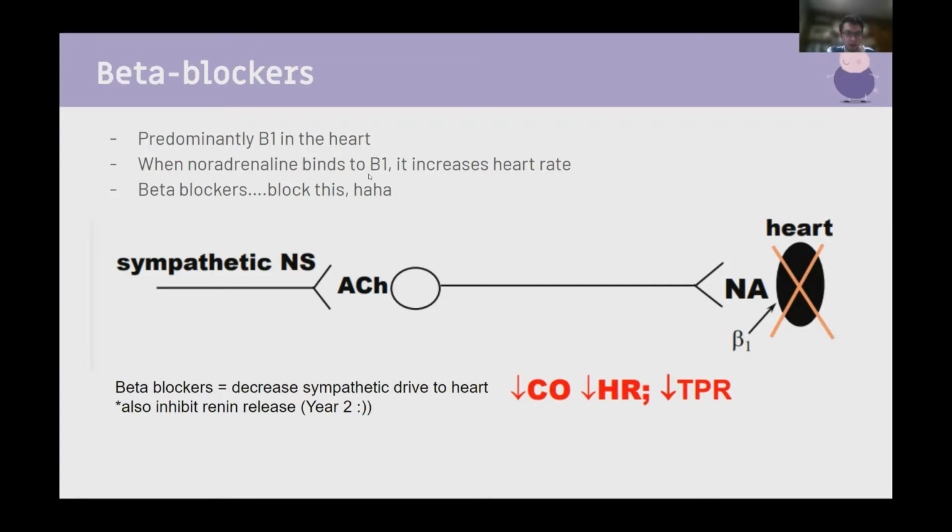When noradrenaline binds to beta 1 receptors, it increases the heart rate, primarily due to that relationship to the L-type calcium channel. Beta blockers block this. So you have your sympathetics, your presynaptic ganglion, postsynaptic. That's not too important. All you need to know is beta blockers block adrenaline acting on the heart and that heart rate. So beta blockers decrease sympathetic drive to the heart, so they decrease your cardiac output. The reason is that cardiac output equals heart rate times stroke volume, so if they decrease heart rate, they decrease your cardiac output.